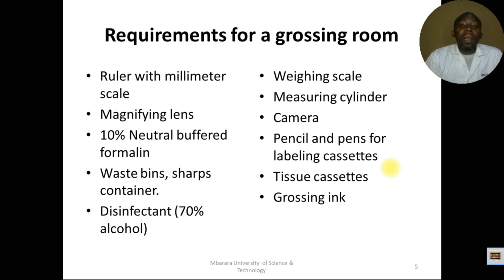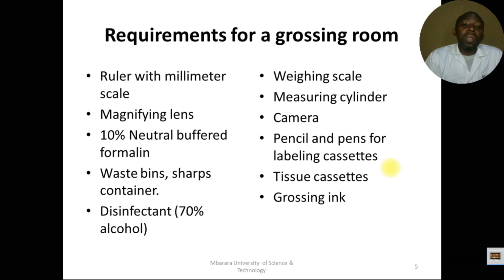Number three, 10% neutral buffered formalin is very important, because sometimes we do grossing on tissues which are very fresh. So tissues could be fresh and not properly fixed, though some tissues are actually grossed when they have been fixed, but some tissues will come when they are not actually fixed and they need to be grossed straight away. So we need to have 10% neutral buffered formalin.